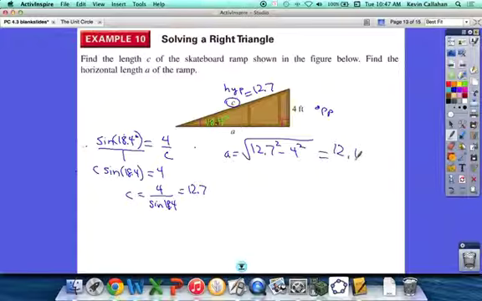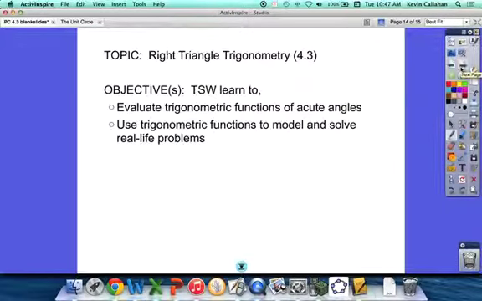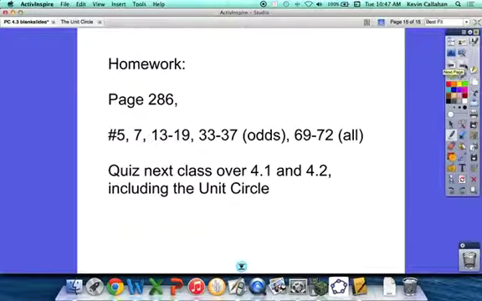Okay. I would think most of that is review. So that's it. That's the homework. Right, the quiz next class is on 4.1 and 4.2, includes unit circle.